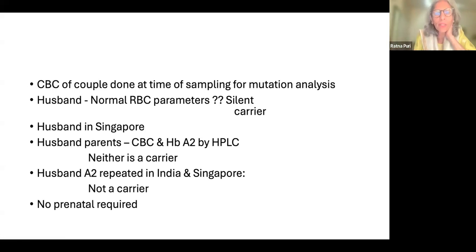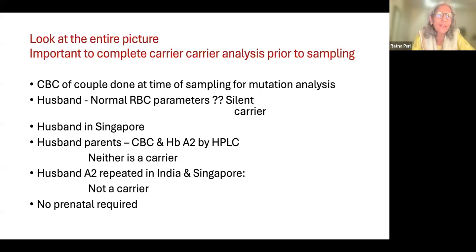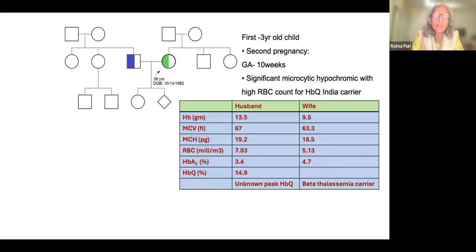Anyway, he was to come to India. We repeated everything in our hospital. The CBC was normal, the hemoglobin A2 was normal, and he was not a carrier at all. So before you put in the needle and take out a CVS sample, make sure that the whole mutation profile is done. You also look at the CBC and the hemoglobin A2 levels to ascertain that your partners are carriers. So you have to look at the entire picture and not just go for prenatal testing of the fetus.